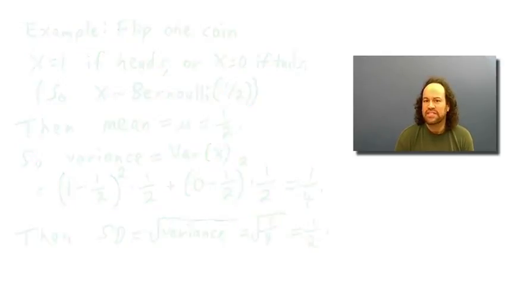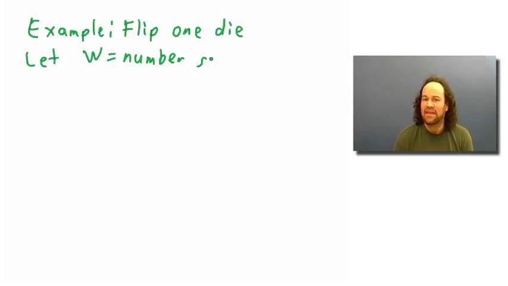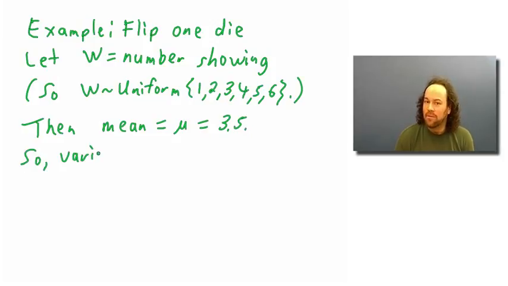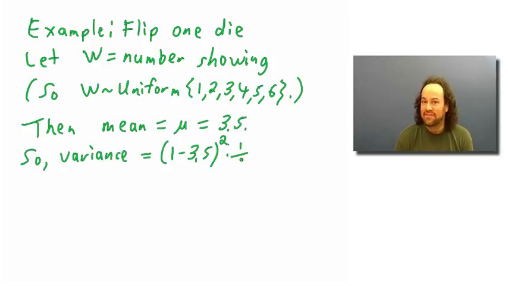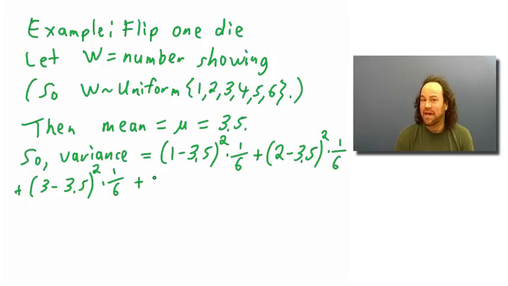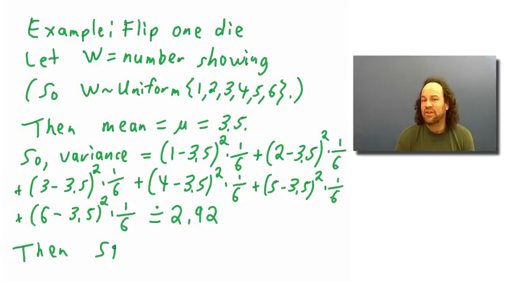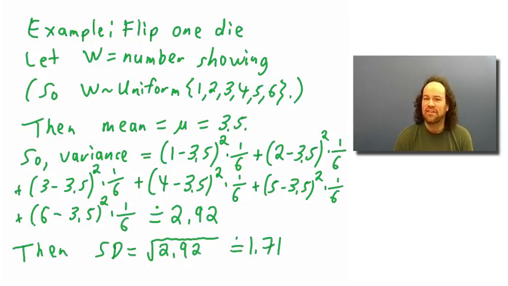We could also consider, say, when we rolled that 6-sided die. In that case, we know that the mean was equal to 3.5, and now we can compute the variance by taking, well, 1 minus 3.5 squared times a sixth, plus 2 minus 3.5 squared times a sixth, and so on up to plus 6 minus 3.5 squared multiplied by a sixth. And when you work that all out, you get about 2.92. And then the standard deviation is the square root of that. So in this way, we can compute not only the mean, but also the variance and the standard deviation of a random variable.